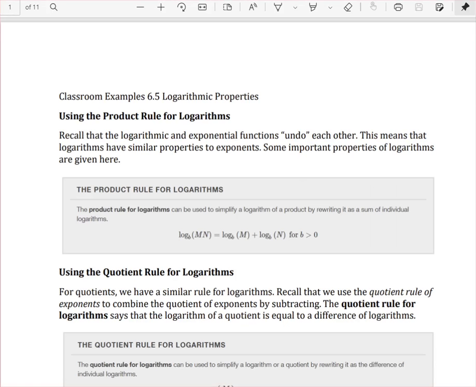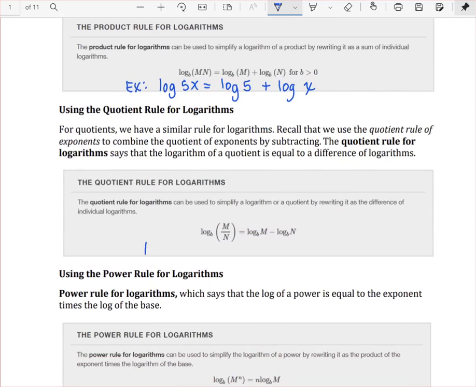Let's talk about the properties of logs in this section, section 6.5. The first property is the product rule for logs. What that is saying is if you have a log of a product, for example, you can break it up as two logs, like the log of 5 plus the log of x, as an addition. If you have a division, you can break it up as a subtraction. The number on the bottom is the one that you would subtract.